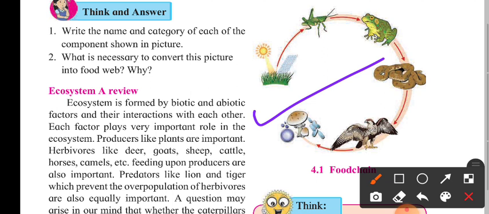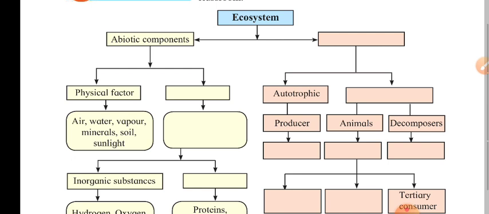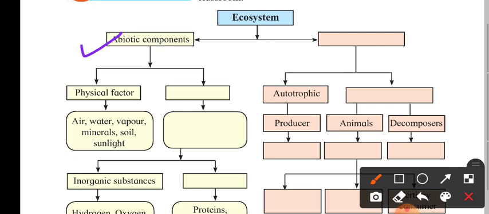Just now I used two components, that is the abiotic and biotic factors. So for that, they have given the chart over here. Ecosystem is divided into two major categories, which we call abiotic components and biotic components. So one by one we will discuss. When we talk about the abiotic component, in that we have non-living things. All the non-living things come under the category of abiotic components. This abiotic component is further classified as physical factors and chemical factors.